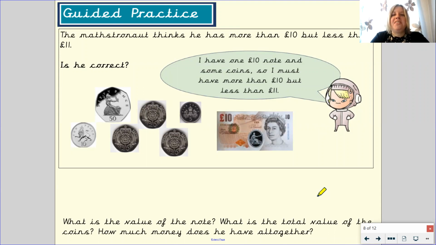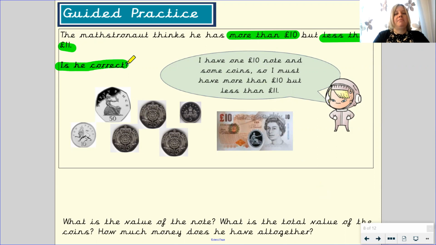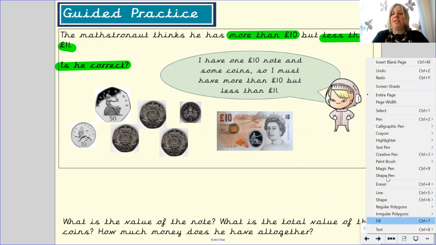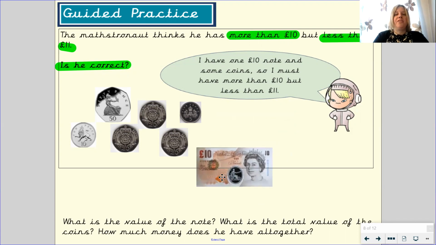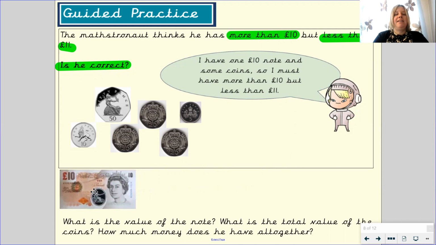The astronaut thinks he has more than £10, but less than £11. Is he correct? So we've got the money that the astronaut has. And the first thing we need to do is to see what the value of our note is. So the value of our note is £10.